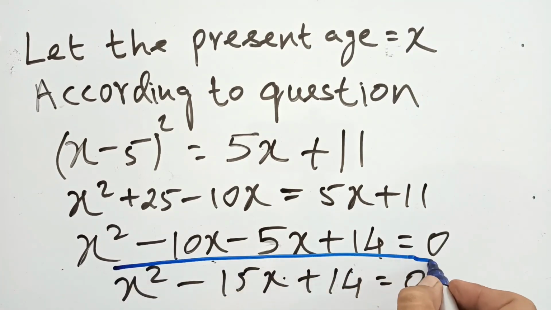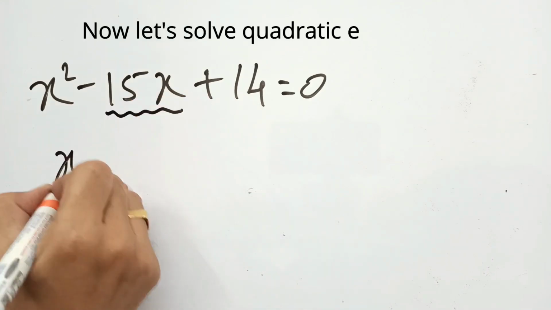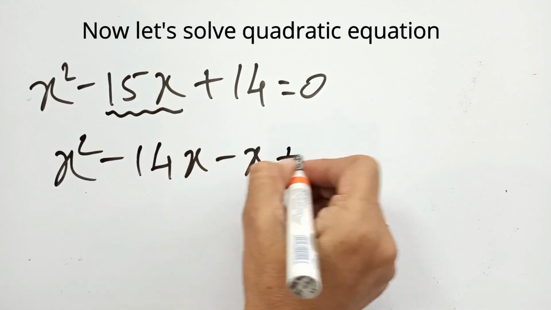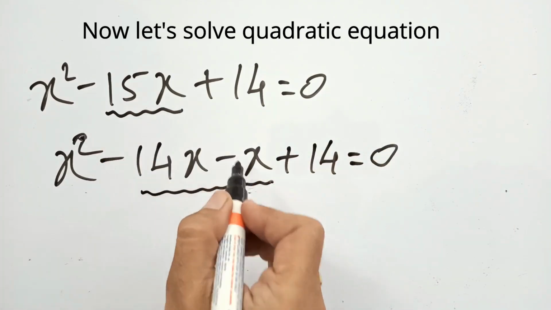Now let us solve this quadratic equation. Using the middle term splitting, we will split this middle term 15x, we write here 14x minus and minus x.